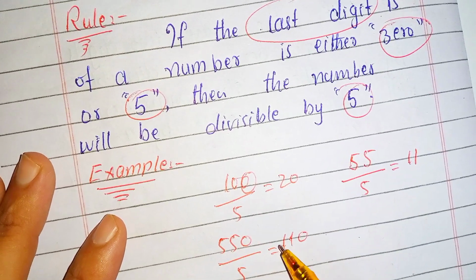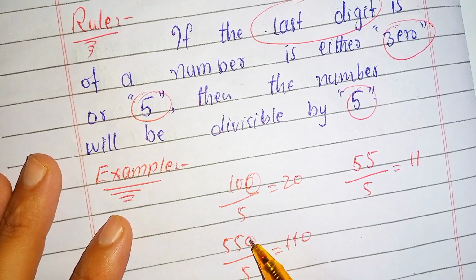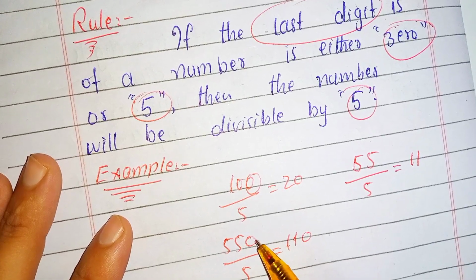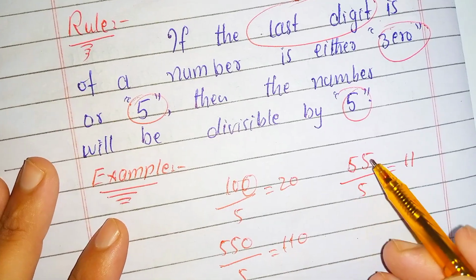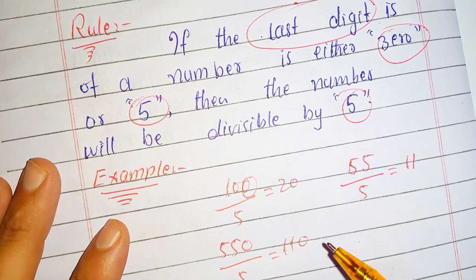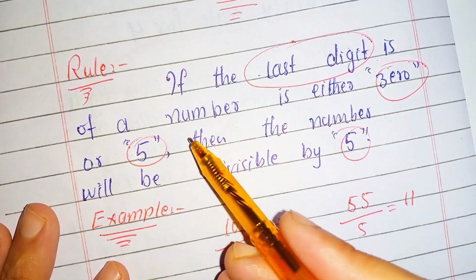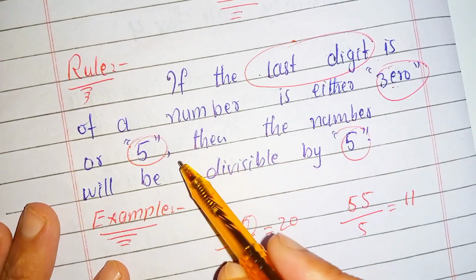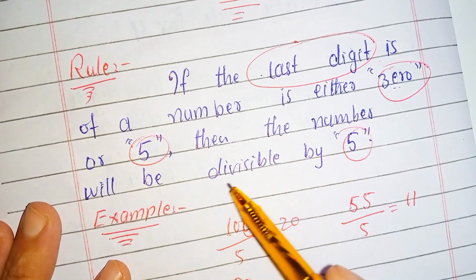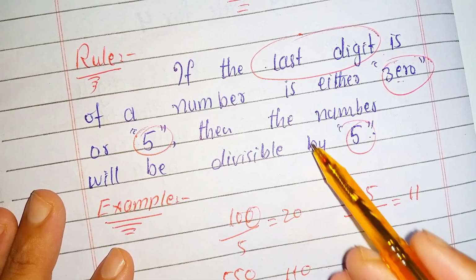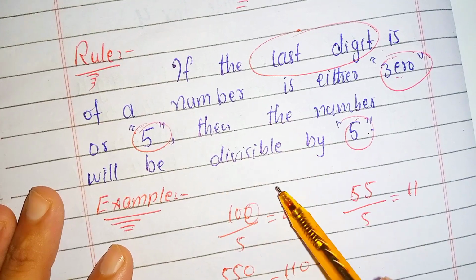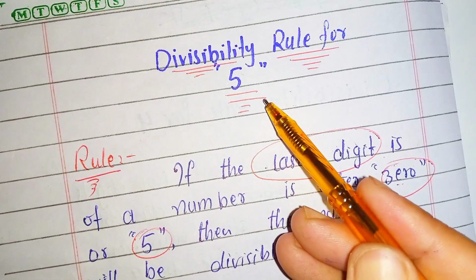So we can say that if the last digit of a number is either 0 or 5, then that number will be divisible by 5. According to the divisibility rule, if the last digit of a number is either 0 or 5, then the number will be divisible by 5. So dear viewers, this was the divisibility rule for 5, right?